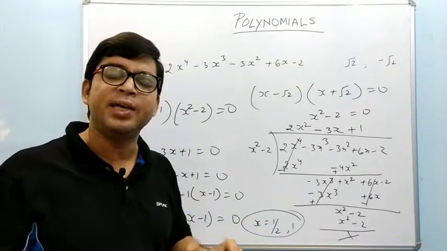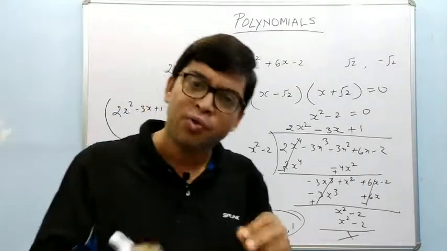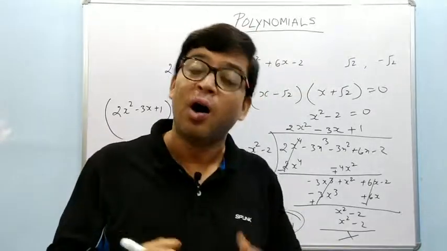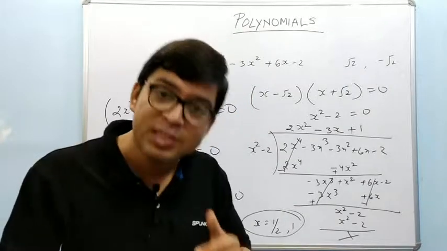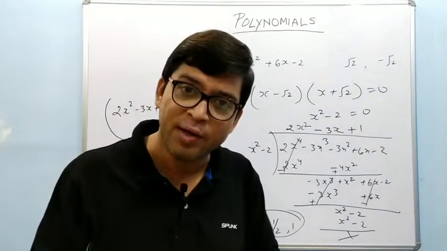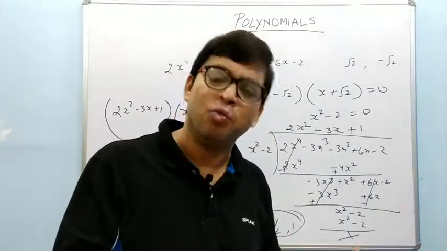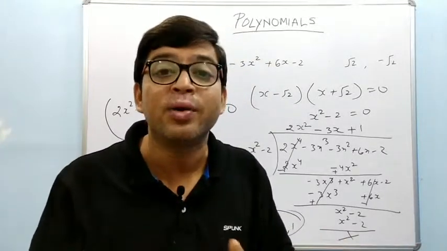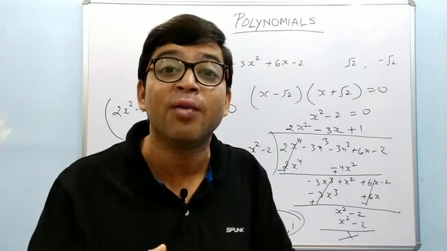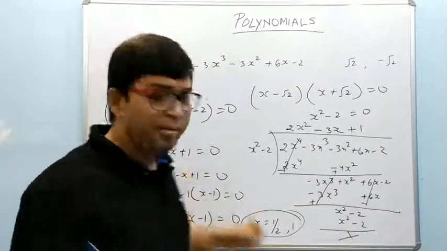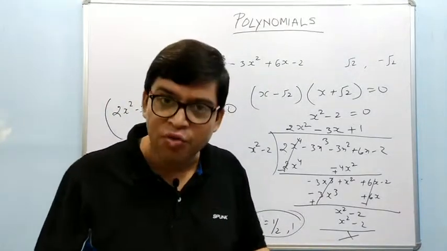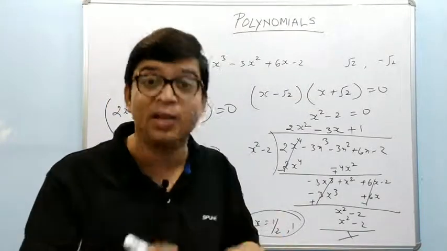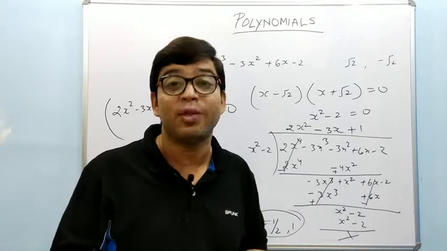So very easily, if one root, two roots or three roots of a polynomial are given, just find the corresponding equation and divide the original polynomial by it so that you can get the remaining factor. Once you have the remaining factor, whether of degree 2, degree 1, anything, you can solve it and get the values of the other zeros of the equation.